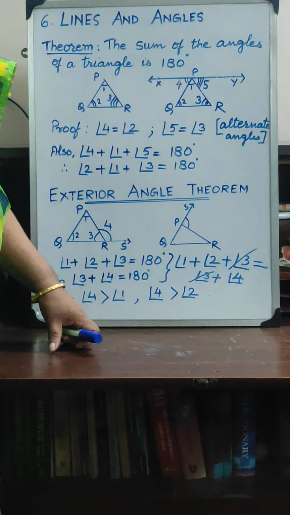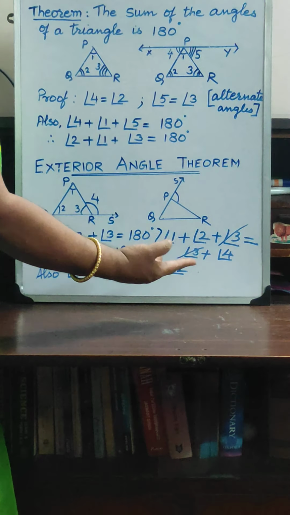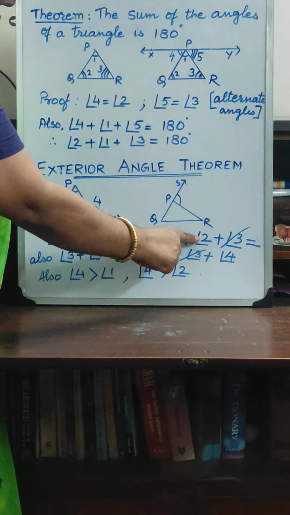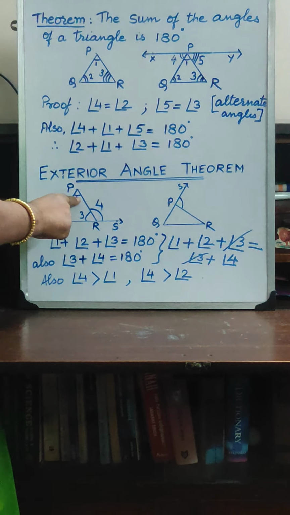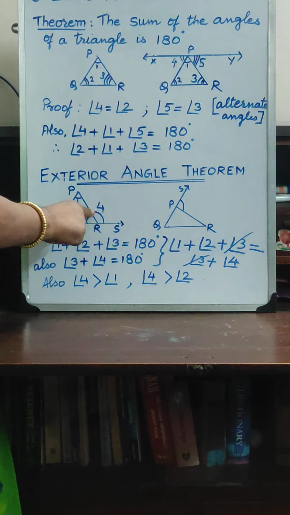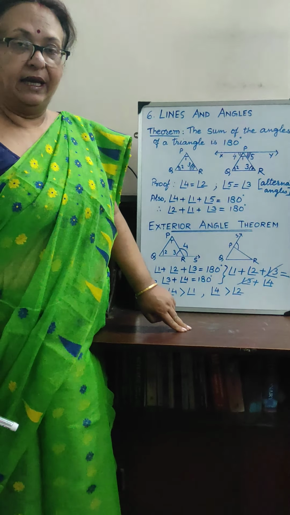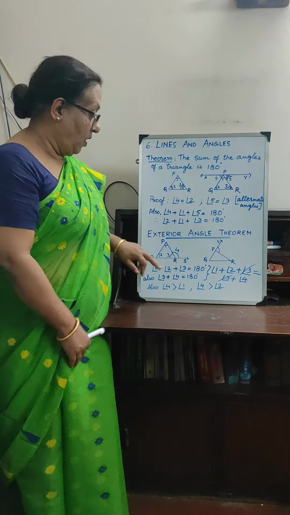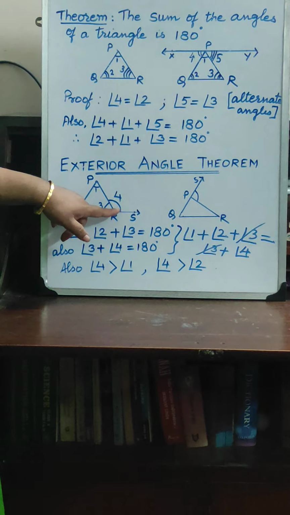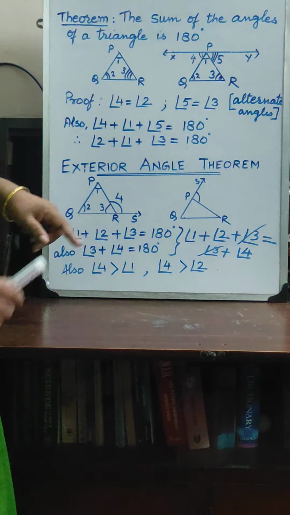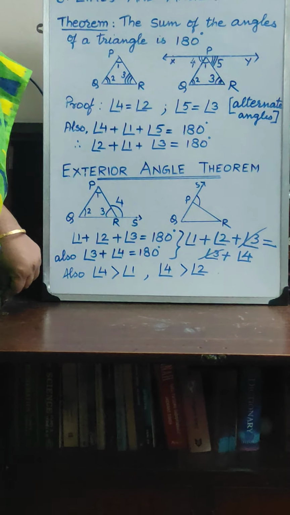Now you see angle 3 is common on both the sides, so we can cancel it. So what do we have? Angle 1 plus angle 2 is equal to angle 4. See the figure? Angle 1 plus angle 2 equal to angle 4. That is, an exterior angle of a triangle is equal to the sum of the two opposite interior angles.